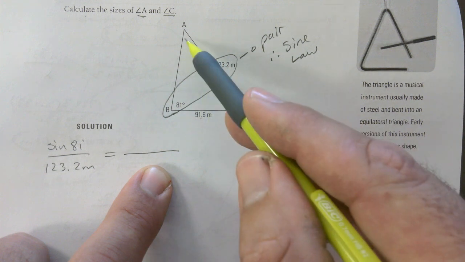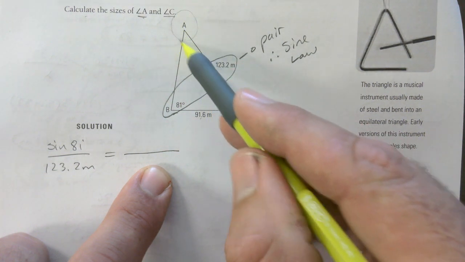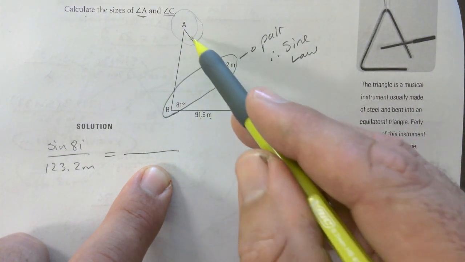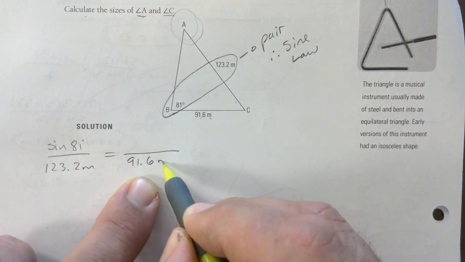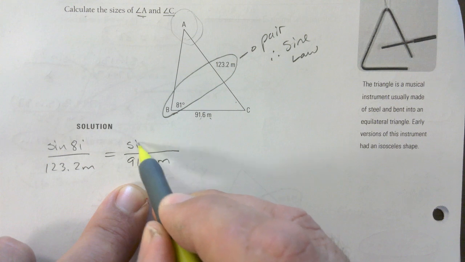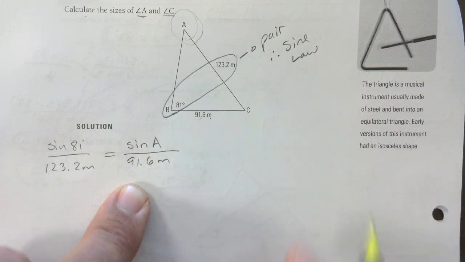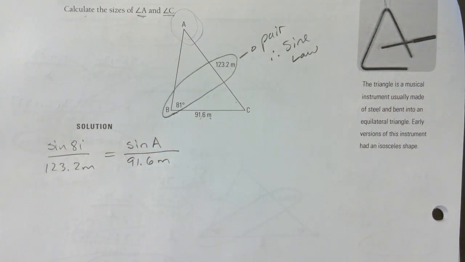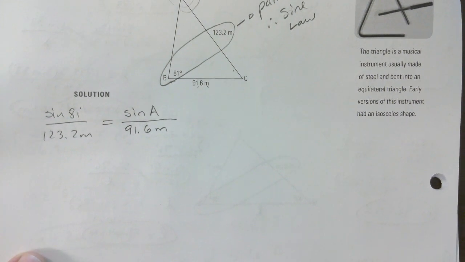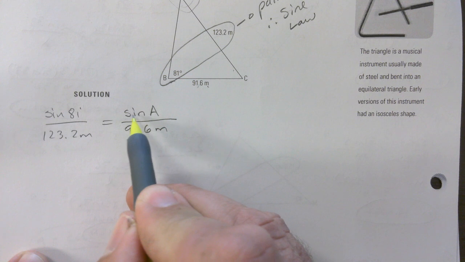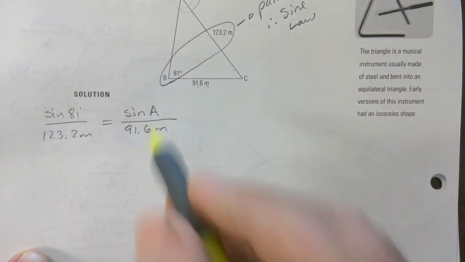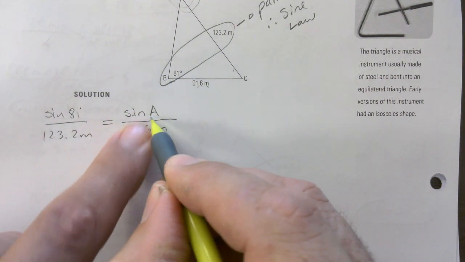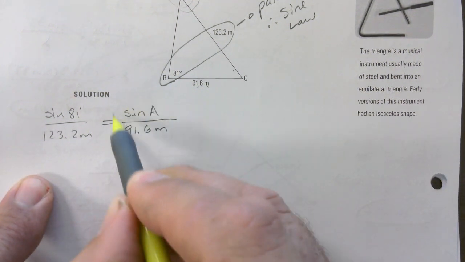I can only solve for angle A here, correct? Because I have the side across from it. So I'm going to put down the side here, and over here, it's going to be sine A. See how this is different? It's sine A. It's not just A, people. It's an angle, so it's got to be attached to sine. We treat this as if it's our variable.